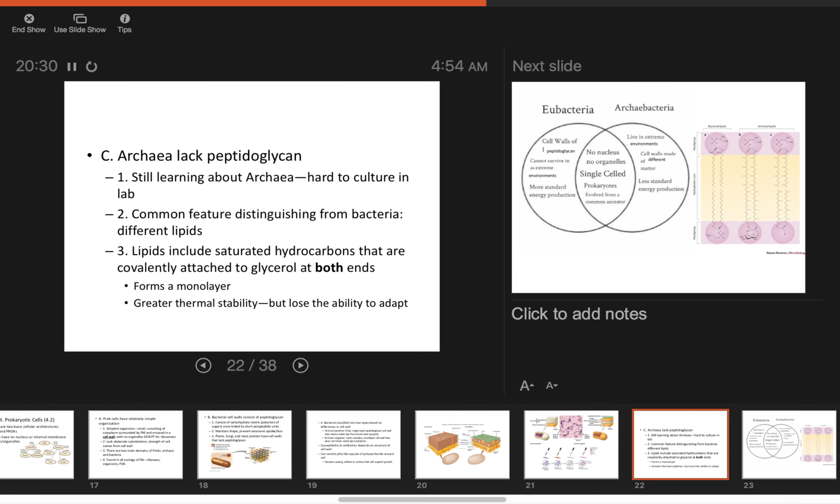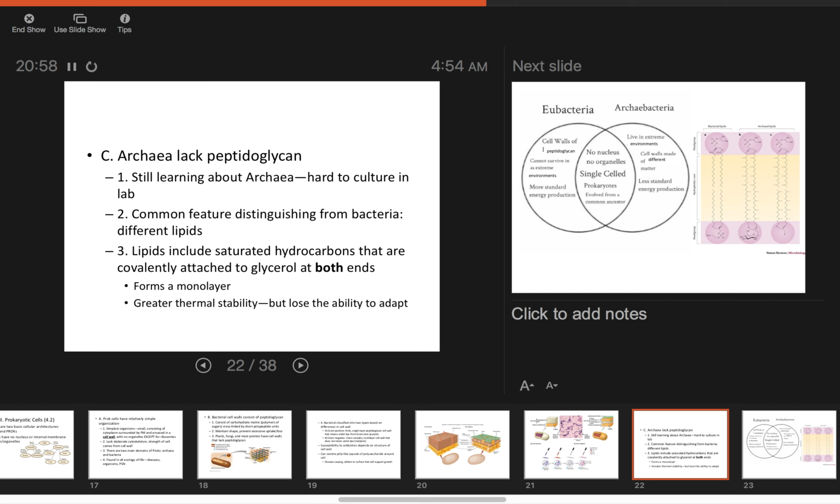Now, archaea lack a peptidoglycan wall. We're still learning a lot about these organisms. The reason for that is they're really hard to culture in labs. You actually have to go out into the extreme environments where they are found. They are found at the very bottom of the ocean floors, in Yellowstone National Park, the hot baths, the pristine pools of Yellowstone, just extreme environments, even in the cold Antarctica.